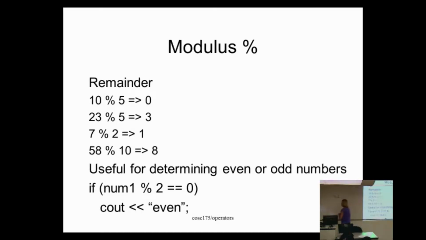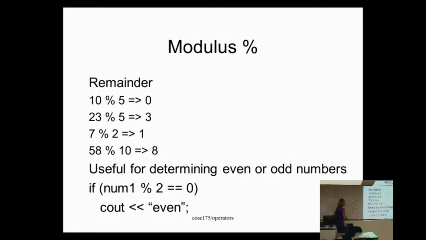Okay? So if I have 7 modulus 3, what that means is I take 3 into 7, and it goes twice, but who cares? What the modulus gives me is the remainder. So 7 modulus 3 is actually equal to 1. Okay?